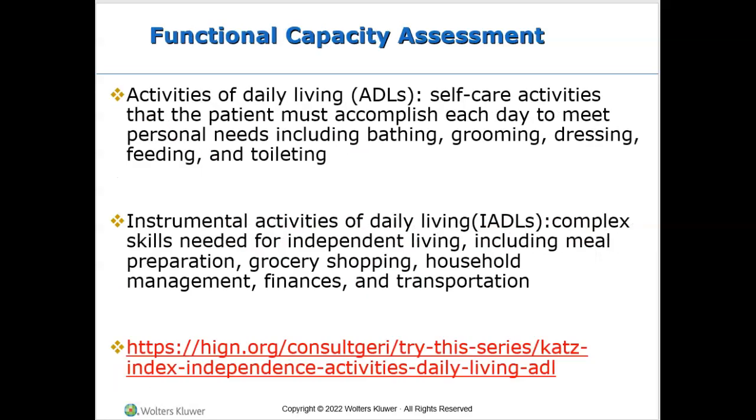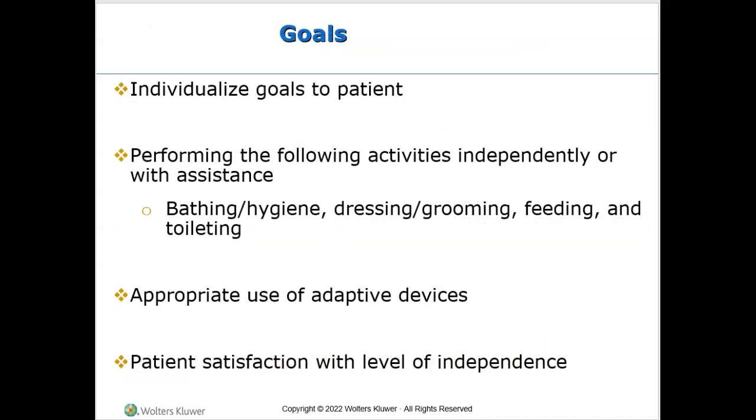Make sure you're doing your functional, your Katz index assessment. You're going to be looking at how well can they do their independent daily living activities. What's their functional assessment? Are they able to brush their teeth, take a shower, go to the store, prepare meals? How are they going to be safe to do those things?